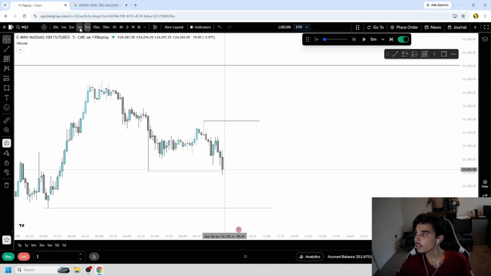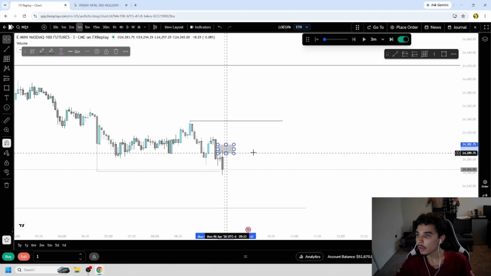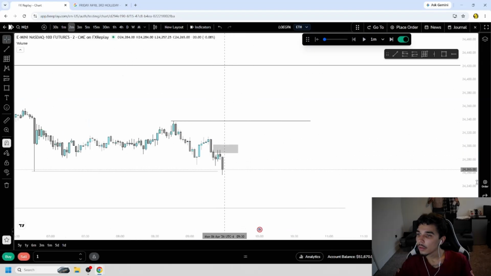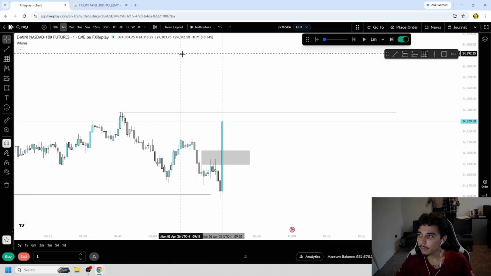So it looks like we have an accumulation zone. I want to see how market opens. We do have this 3-minute. If we can just inverse this straight off open, I will go ahead and enter this. And yeah, let's see how the market opens. Okay.